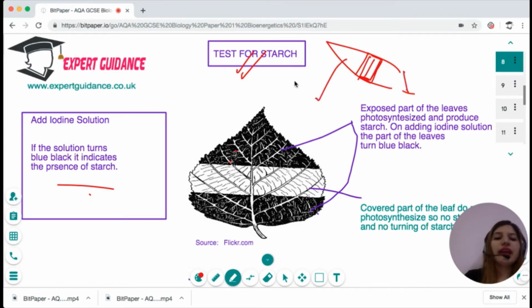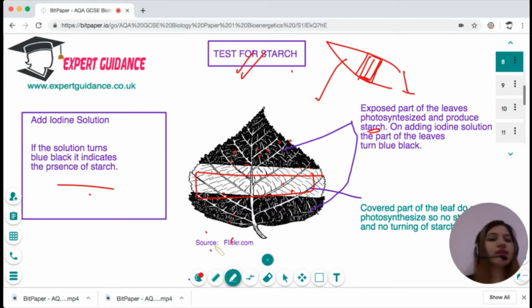And then if I add iodine solution to this leaf, what I would observe is that the part which was exposed to light will turn blue-black, because this was the part that got the privilege of photosynthesizing and making starch, whereas the part which was covered didn't get any light, so it didn't get any chance to photosynthesize, so no starch is being made, so it didn't turn blue-black. So you should remember this iodine test for starch, and you can even test it on variegated leaves.